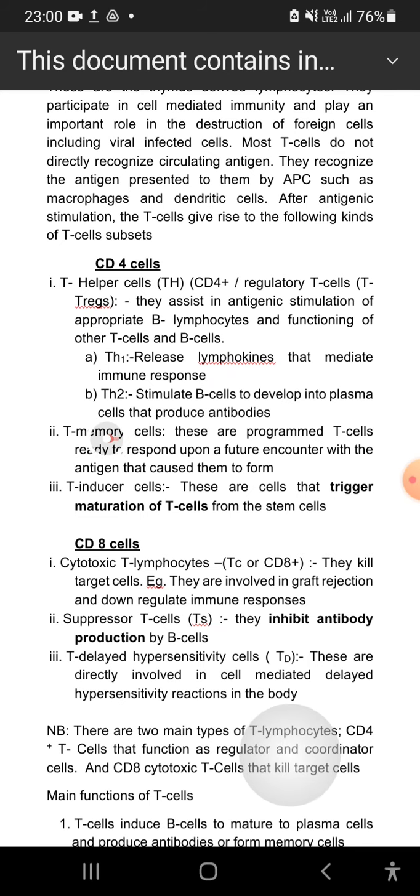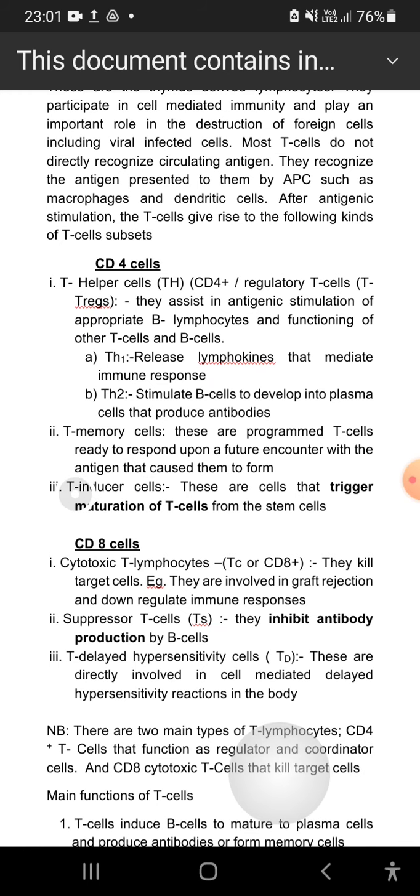Then we have T memory cells, which once exposed to antigens remain in the body for quite a long time to memorize the antigen. So the next time the antigen enters the body, they react very fast and with vigor to protect the body. Then we have T inducer cells. As the name suggests, this one triggers maturation of T cells from stem cells.